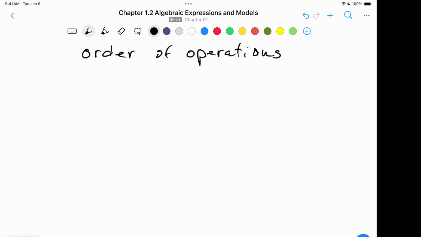Order of operations, I know most of you have probably heard this before, and if you haven't, we're going to talk about it. A lot of people like to remember it by saying, please excuse my dear Aunt Sally. That's the acronym to help you remember: parentheses, exponents, multiplication, division, addition, and subtraction.